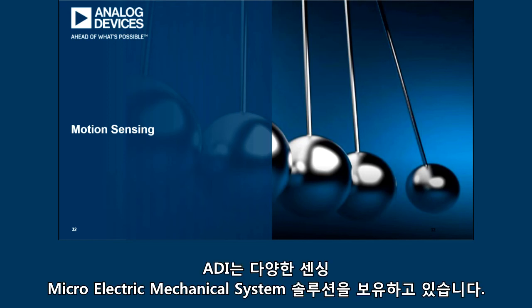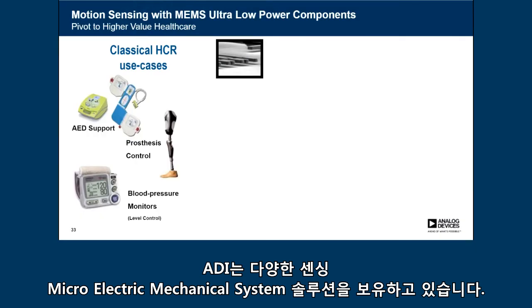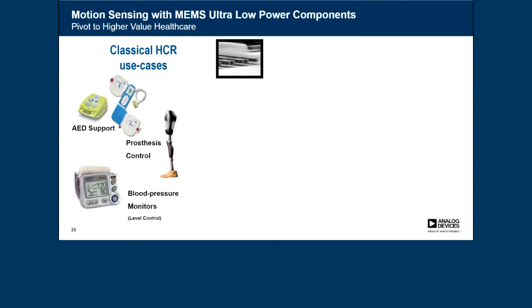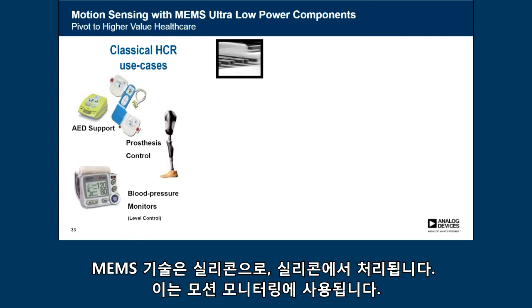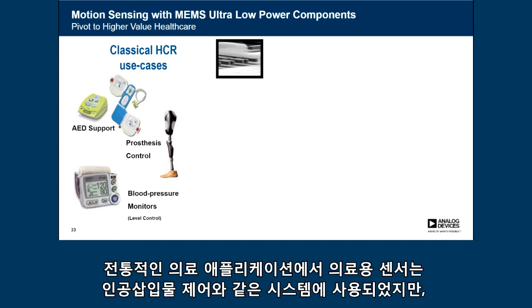Analog Devices has a long history of sensing, including micro electromechanical systems. That MEMS technology is processed with silicon, so you have moving silicon that makes use of capacitive monitoring. In the classical medical applications, MEMS sensors were used in systems like control for prosthesis.